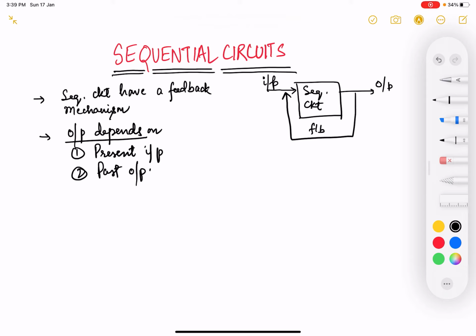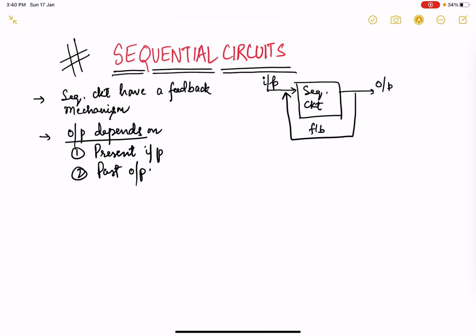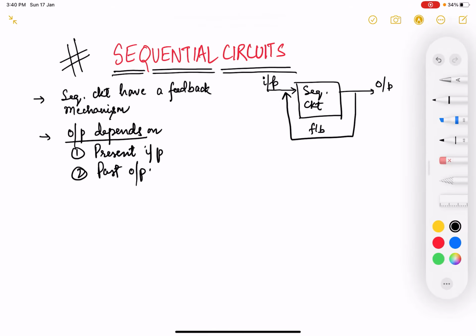Hello everyone. In this video, we'll be studying sequential circuits, which are an important part of the digital electronics subject. First, we'll see how sequential circuits are different from combinational circuits. Sequential circuits have a feedback mechanism which differentiates them from the combinational circuit.